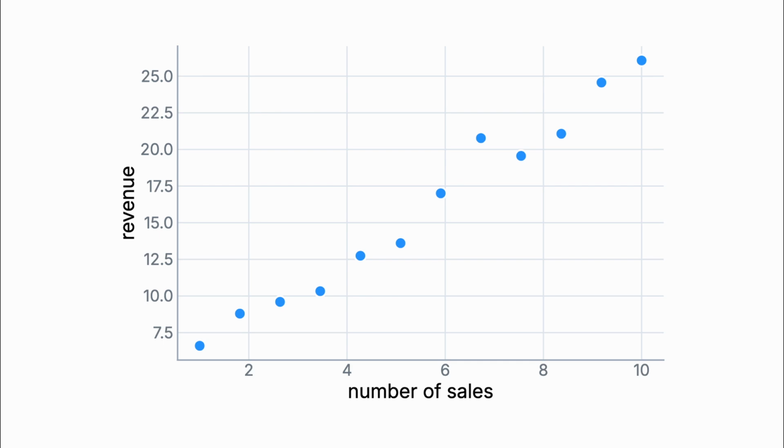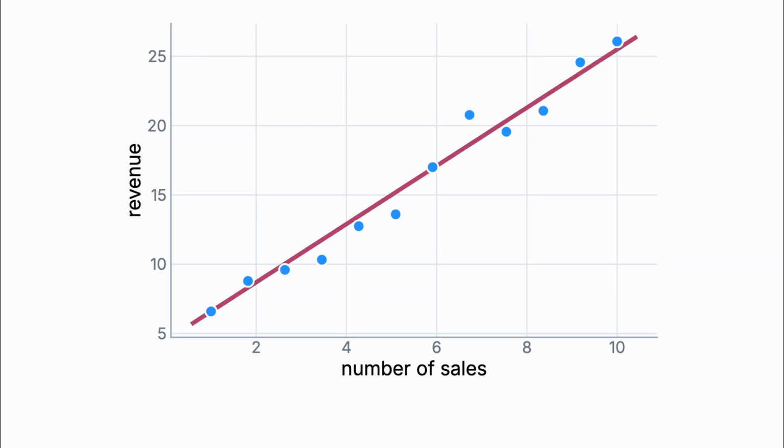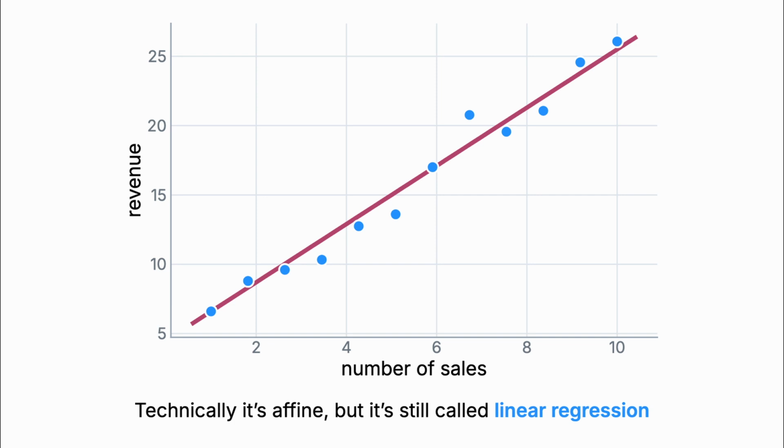So if these are our points and we want to predict y from x, maybe revenue from the number of sales, for example, we would want something like this. Technically, the relationship here is affine since it has an intercept, but it's still called linear regression.